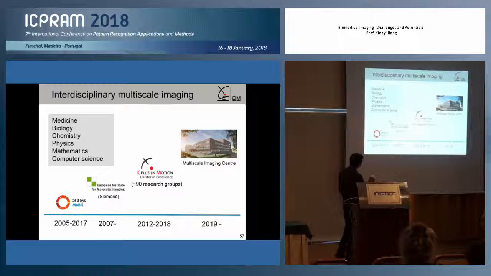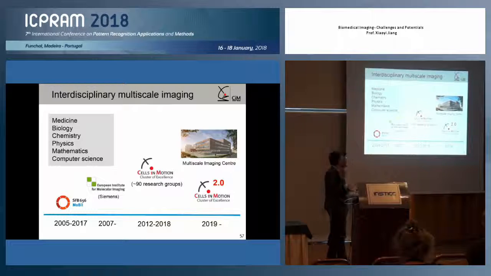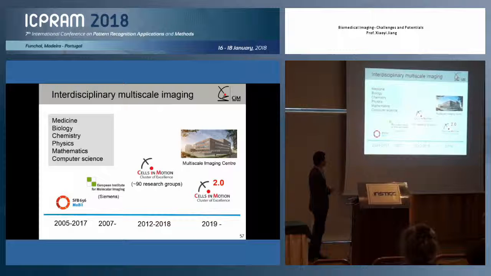And the idea, what's the problem here? It works well, but we are distributed in different buildings, distributed over the campus. The idea is to move 10 plus key groups into one common building so that we will see each other every day, talk to each other every day, something like that. Okay, that's the idea. And actually, we are applying for funding for the next period, Cells in Motion 2.0.